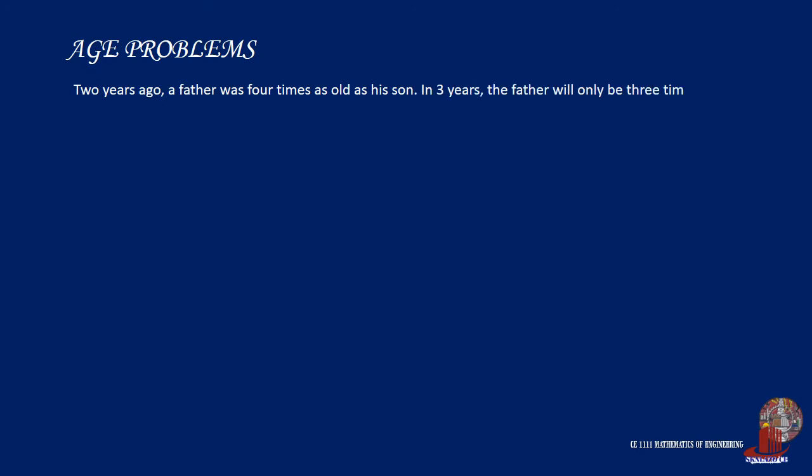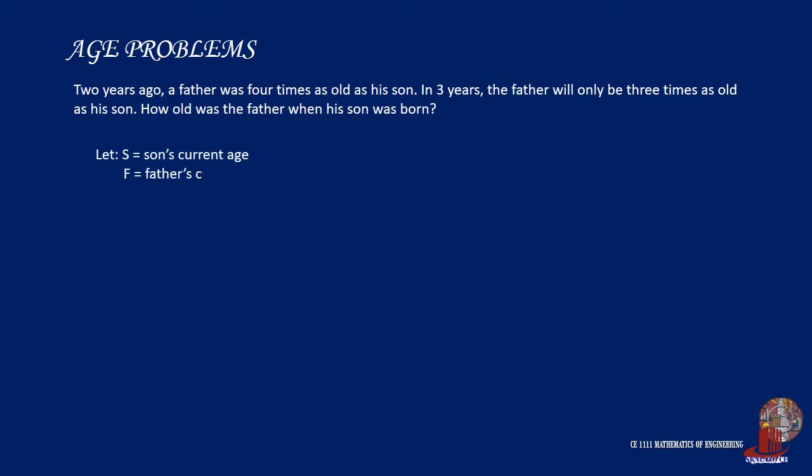Problem number 1 goes, 2 years ago a father was 4 times as old as his son. In 3 years, the father will only be 3 times as old as his son. How old was the father when his son was born? Let's denote S for the son's current age and F for the father's.